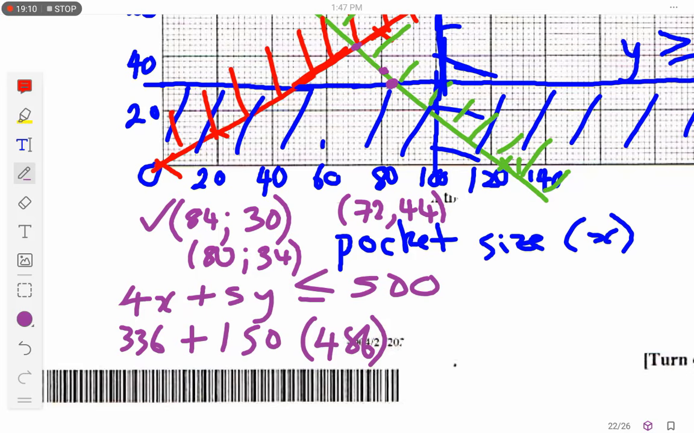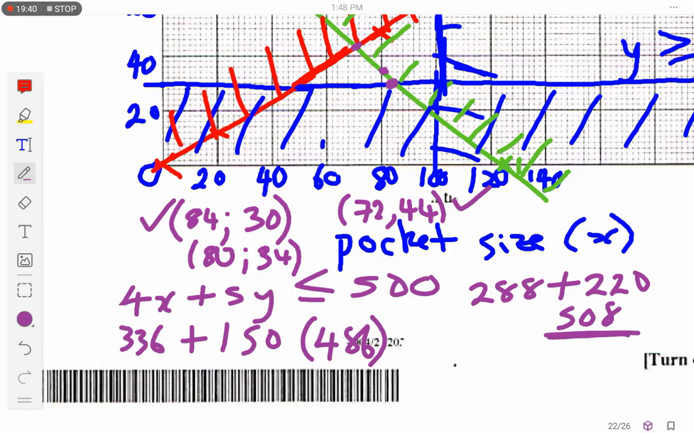Then let's use another one. For this one, I get 4 times 72, that's 288, plus 44 times 5, that's 220. So the total here will be 220 plus 288, that's 508. This is giving us more, which we don't want.